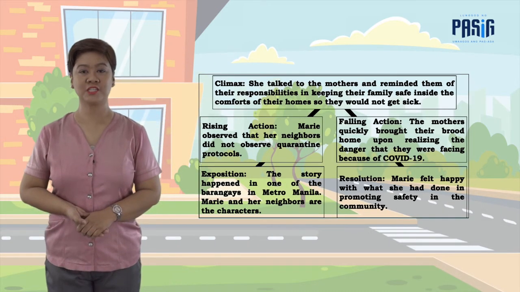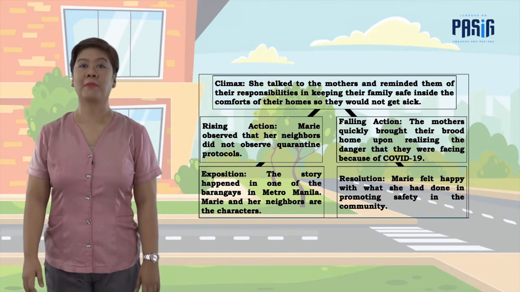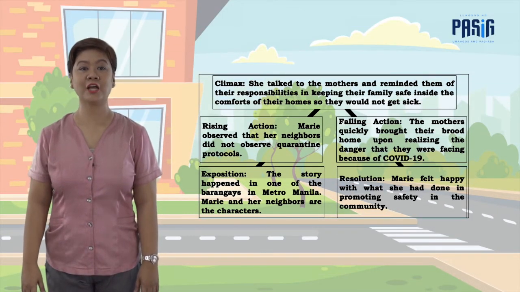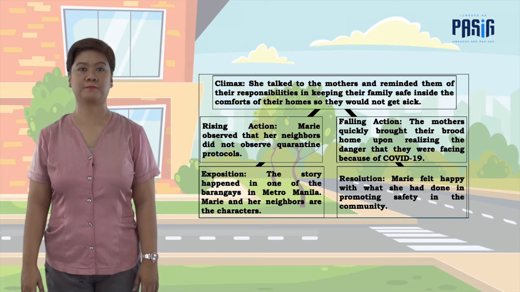Here are the correct answers. For the exposition, the story happened in one of the barangays in Metro Manila. Marie and her neighbors are the characters. For the rising action, Marie observed that her neighbors did not observe quarantine protocols.